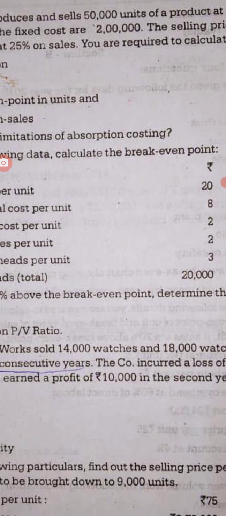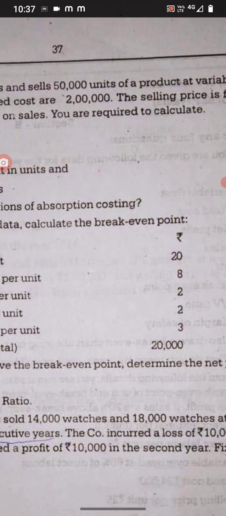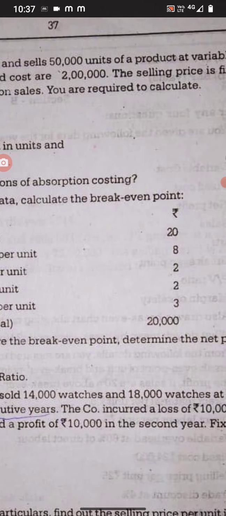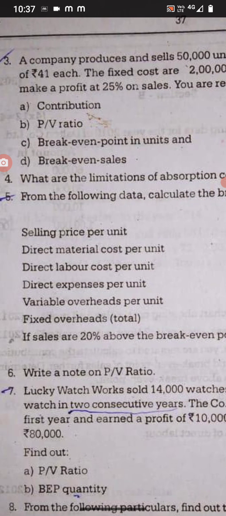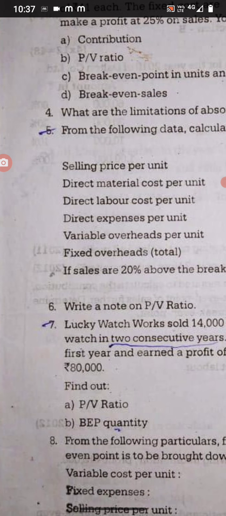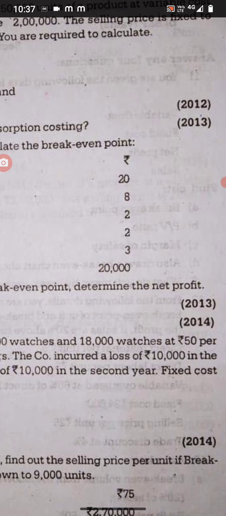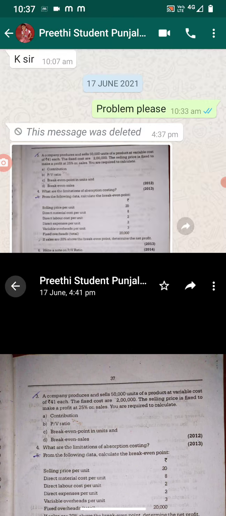Direct material cost per unit 8. Direct labor cost per unit 2. Direct expenses per unit 2. Variable overheads per unit 3. And fixed overheads total amounts to 20,000. If sales are 20% above the break-even point, determine the net profit. So this is the problem which was asked in 2013, and let us solve this problem.